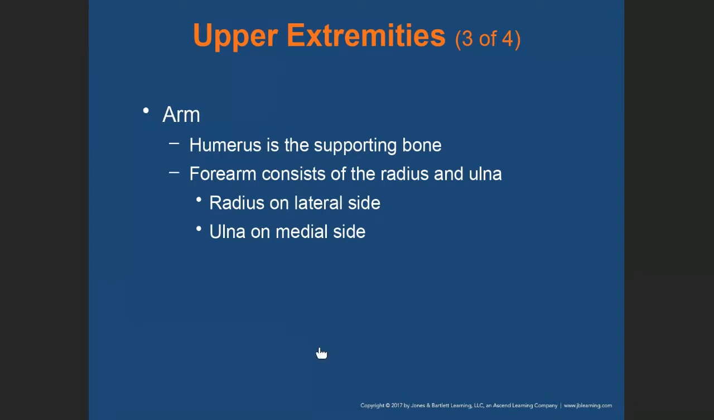The arm, this is the humerus, is the supporting bone. The forearm consists of 2 long bones, the radius and ulna. The radius is lateral, so it's in line with the thumb. The ulna is on the inside of the forearm, so that's in line with the pinky or small finger, so it would be more medial.